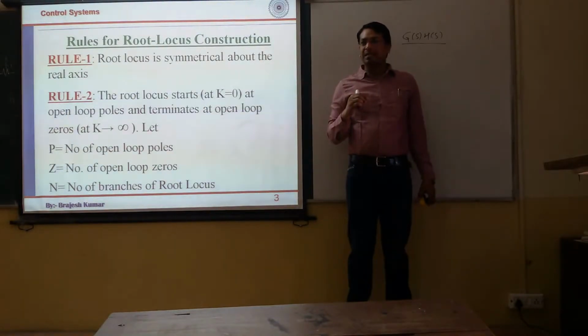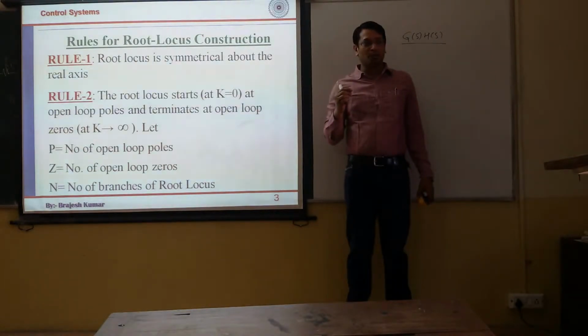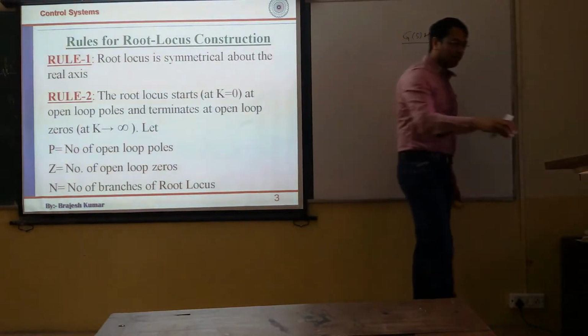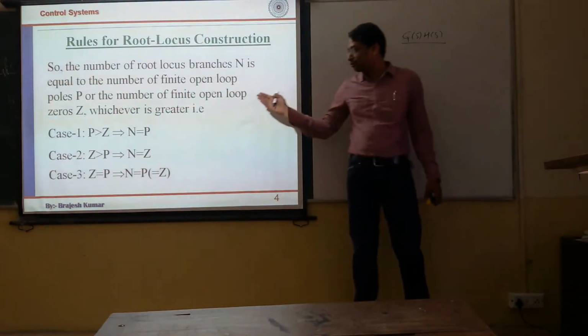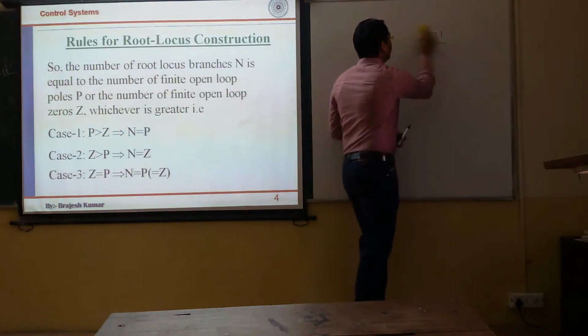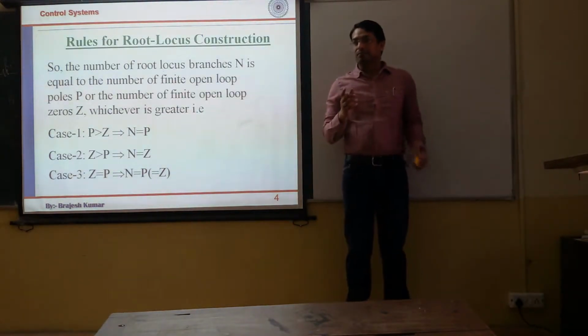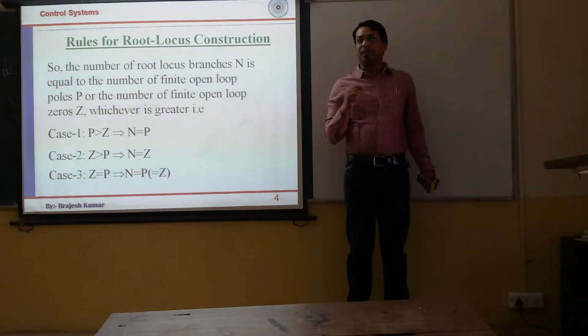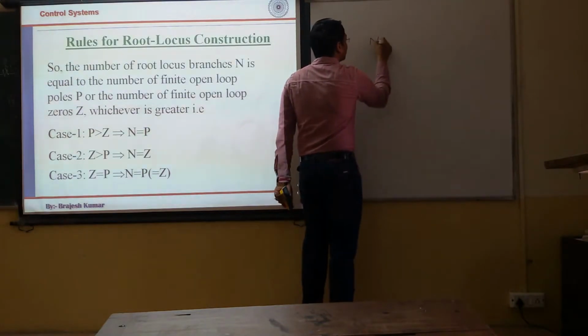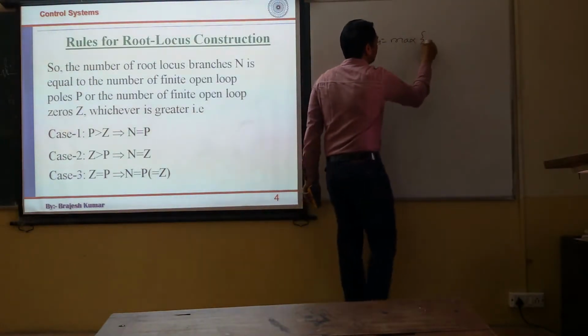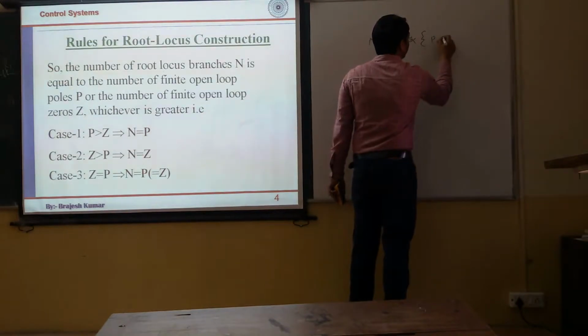When P is greater than Z, it means the number of open loop poles is greater than the number of open loop zeros. The second case may be that P is less than Z. Correct? And the third case may be P is equal to Z. So we are going to deal with these three cases. Accordingly, I have written that case 1 is P is greater than Z. Then whatever may be the greater, whether Z is greater or whether P is greater, you are going to assign that maximum value of P and Z.